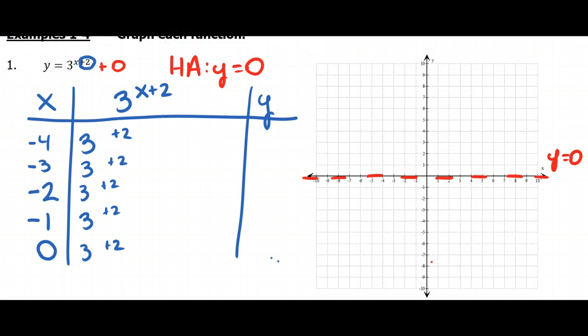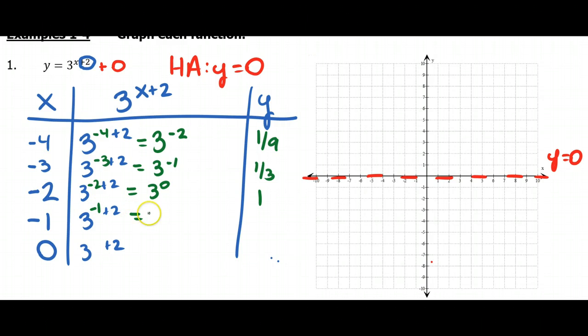For our first value, we have -4 that we're plugging in for x. This gives us 3 to the -4 plus 2 power, which is 3 to the -2 power, which gives us 1/9. Then we take 3 to the -3 plus 2 power. That gives me 3 to the -1 power, or 1/3. Then we have 3 to the -2 plus 2 power, which is 3 to the 0, which is just 1. Then we have 3 to the -1 plus 2 power, which is 3 to the 1 power, or 3. And finally, we have 3 to the 0 plus 2 power, which is 3 squared, which gives us 9.